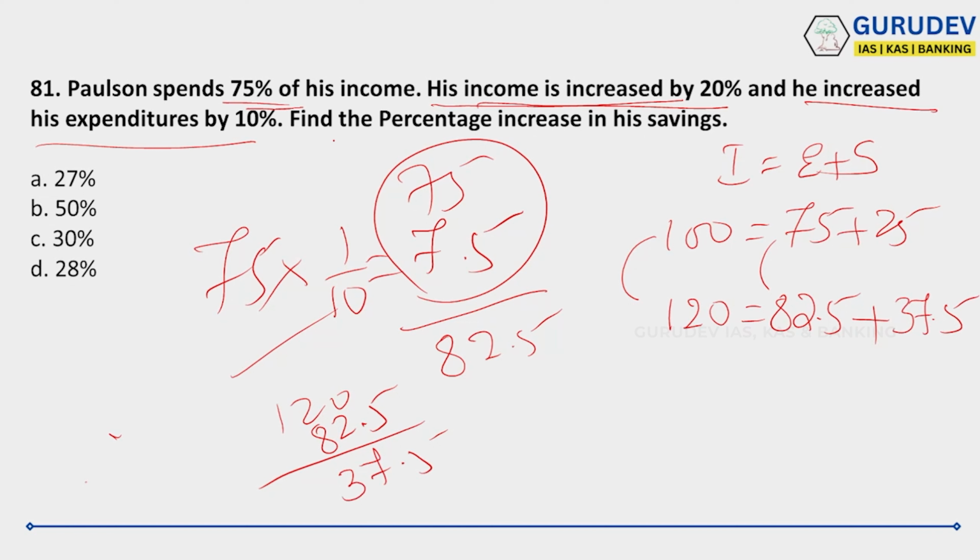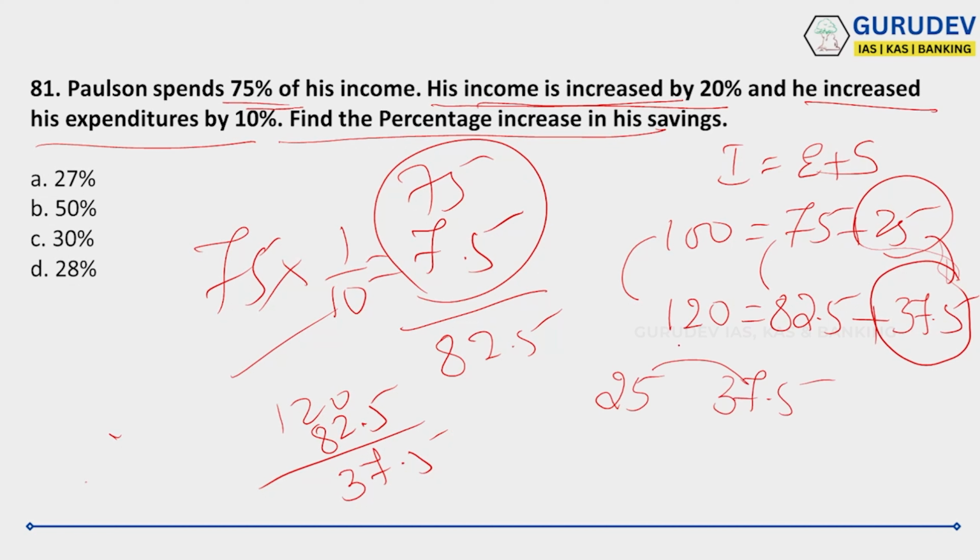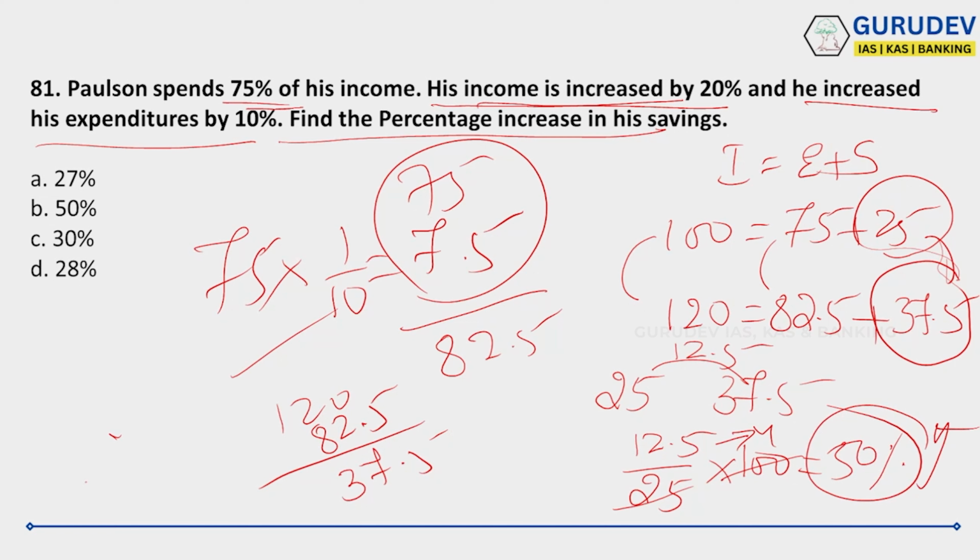What is it asking? Find the percentage increase in the savings. Obviously, before it was 25, now it is 37.5. It is increased. Before it was 25 rupees, now it is 37.5. How much increase? 12.5 increase. So 12.5 increase with respect to 25. To get the percentage, multiply by 100. 25 once, 25 four times. 12.5 into 4 is nothing but what? 50 percent increased. So option number B will be the right answer.